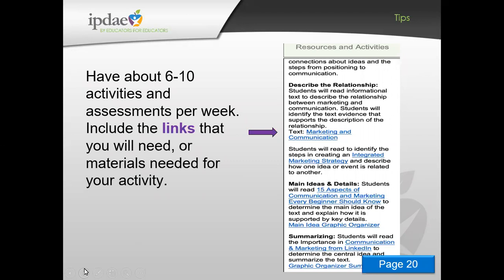Also, what I think is really important is that the activities are linked within the lesson plan. When I first started making lesson plans, I realized I didn't link the activities. Like if I found a text, an article, or a graphic organizer somewhere and I didn't link it, then when I was trying to do the activities or working with other instructors, I didn't know where I got it from. And I was thinking, oh man, that was not good.